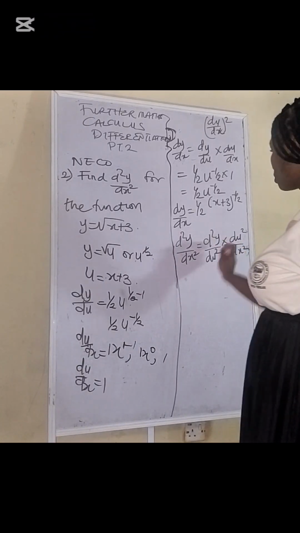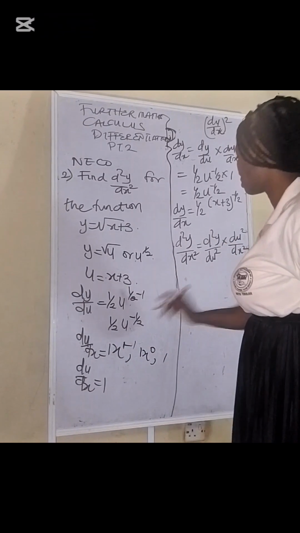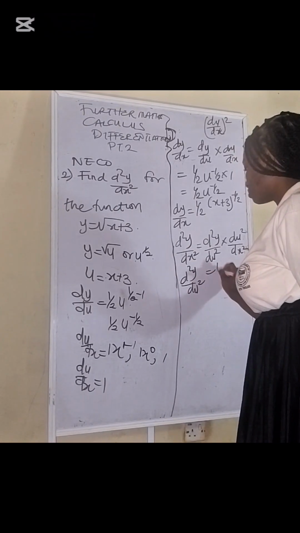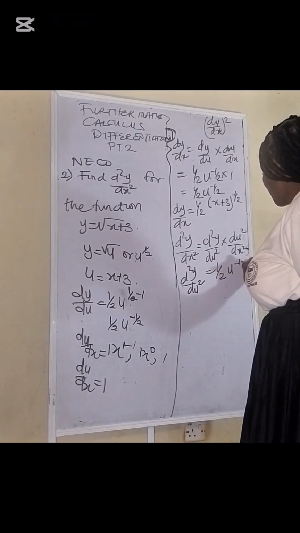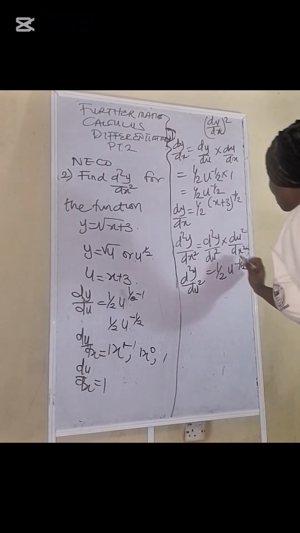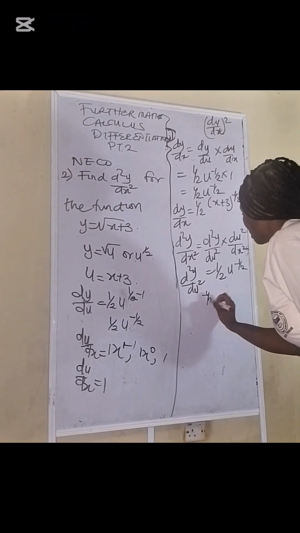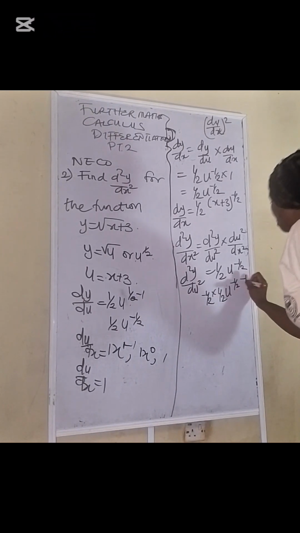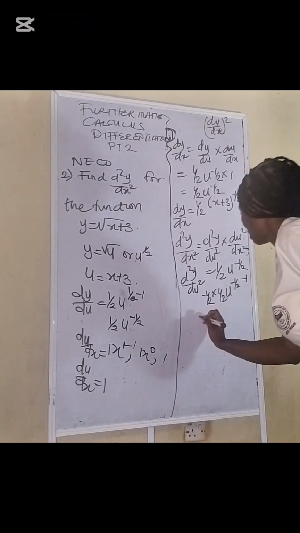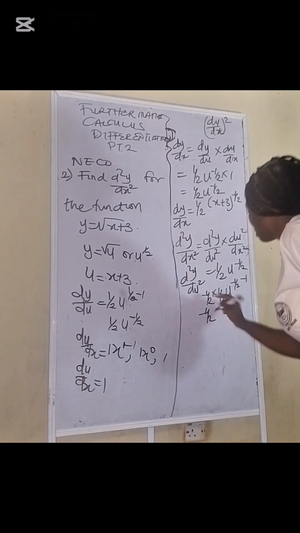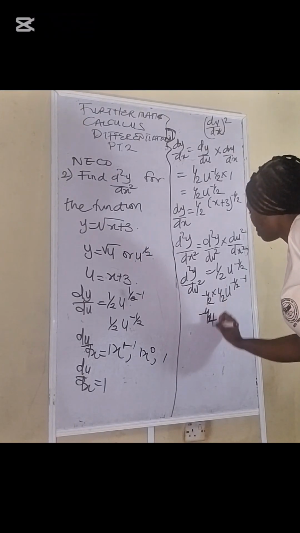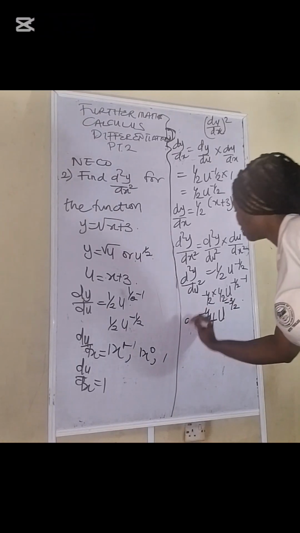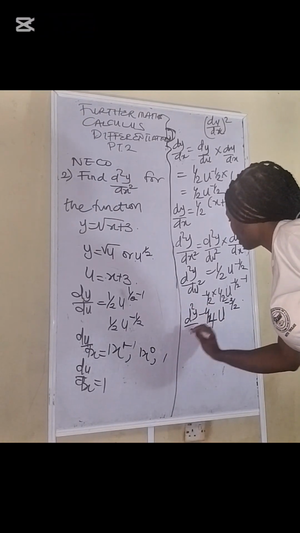So now let's get d squared y over du squared. So you are going to use this one. So d squared y over du squared equals, let's get it now. So this minus 1 over 2 will come here. So that will be minus 1 over 2 times 1 over 2. So you multiply this one, you subtract 1 from this one. Do you understand? So you'll now be left with minus 1 over 2 times 1 over 2, that will be minus 1 over 4, u raised to minus 3 over 2. So this is our d squared y over du squared.